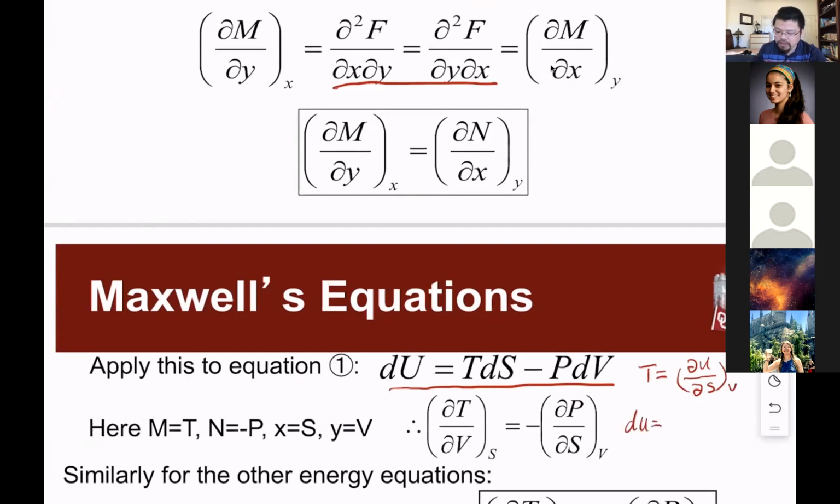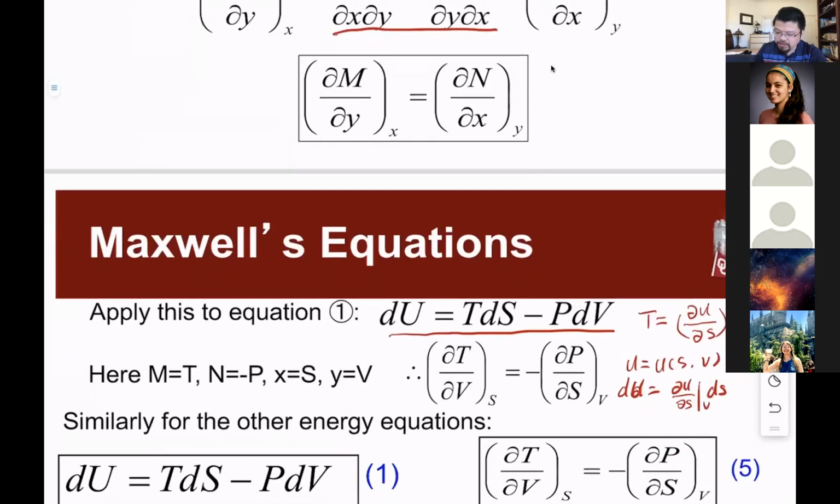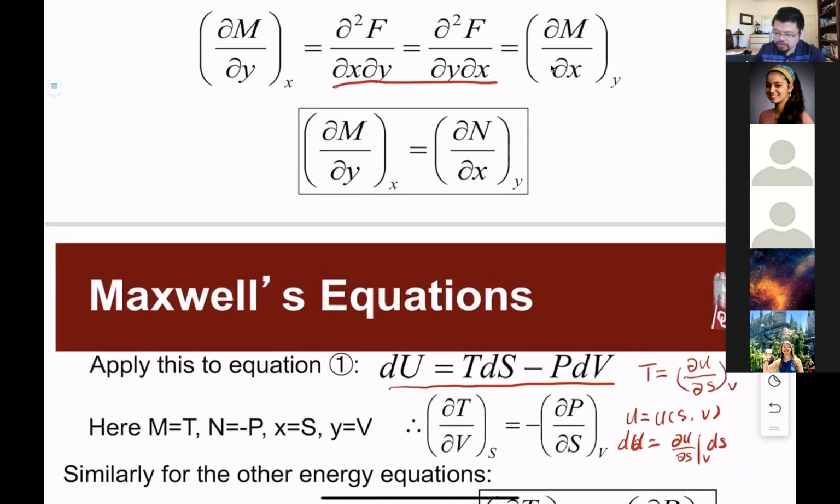dU would be, no, let's try to move from here. U is a function of S and V, and we now know that the differential of U would be (∂U/∂S) at fixed volume, dS, plus (∂U/∂V) while keeping entropy fixed, dV. And we know this would be T. So that is exactly what I have over here.